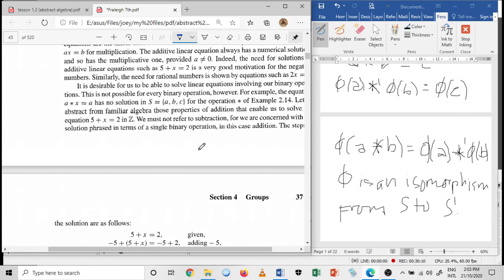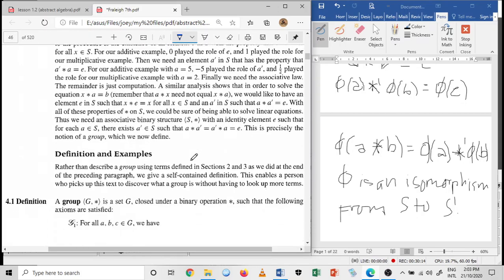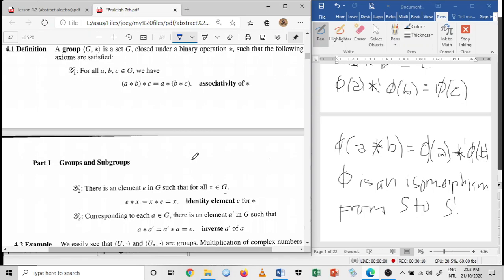Okay, let us now start talking about groups. We define a group as a binary structure as follows. A group G together with a binary operation asterisk of a set G closed under the binary operation asterisk. Actually, there is something redundant here, because when we say binary operation, it is understood to be closed. So this must be a binary operation in G, meaning it should be well-defined and closed in G, such that the following axioms or properties are satisfied.